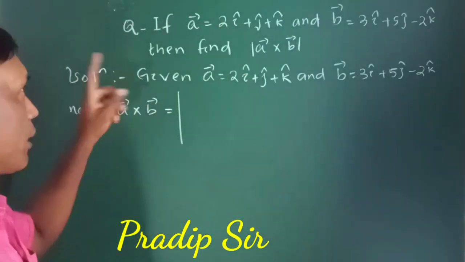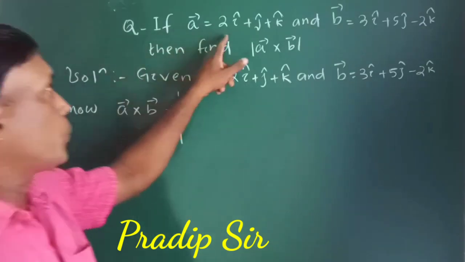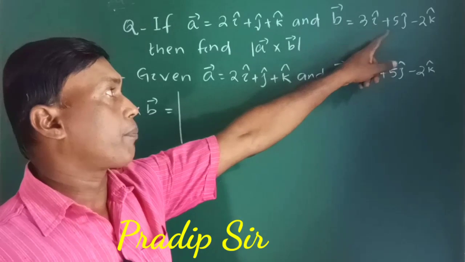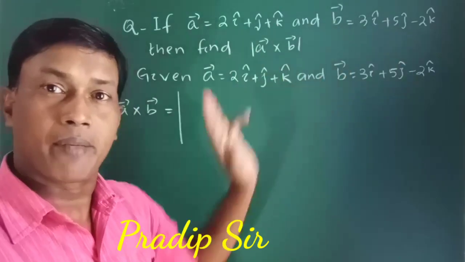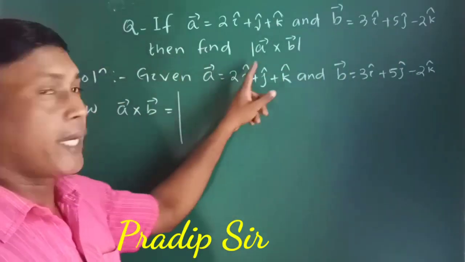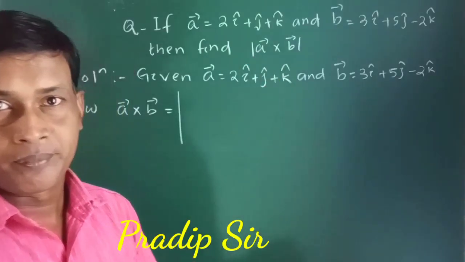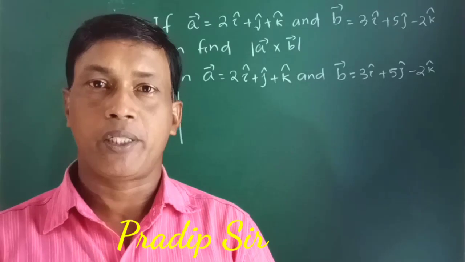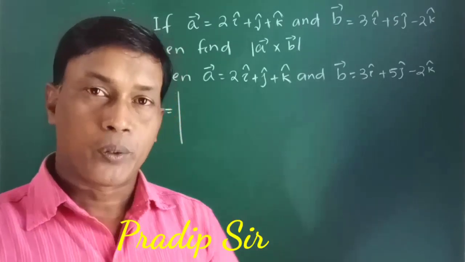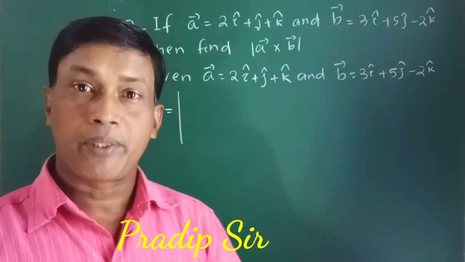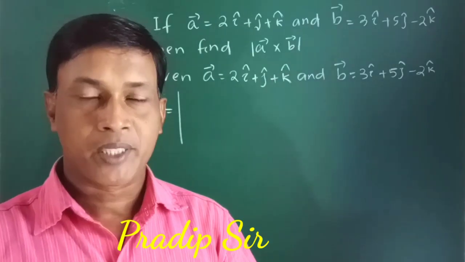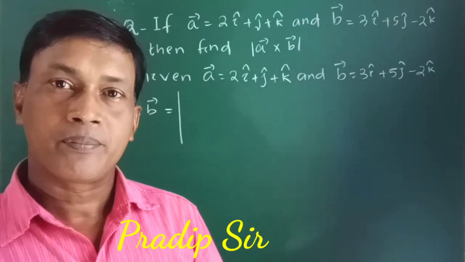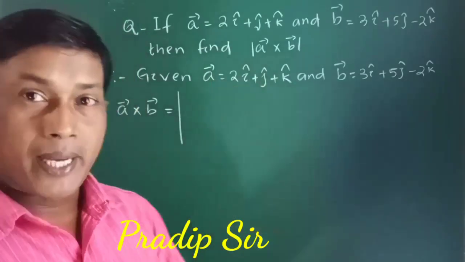Now the first question: a vector is equal to i cap plus j cap plus k cap and b vector is equal to 3i cap plus 5j cap minus 2k cap. Two vectors are given. The question is to find the magnitude of A cross B. A cross B, as you know, is a vector quantity. So in order to find the magnitude of that vector, first we have to find that vector, and after this we will see what its magnitude is.